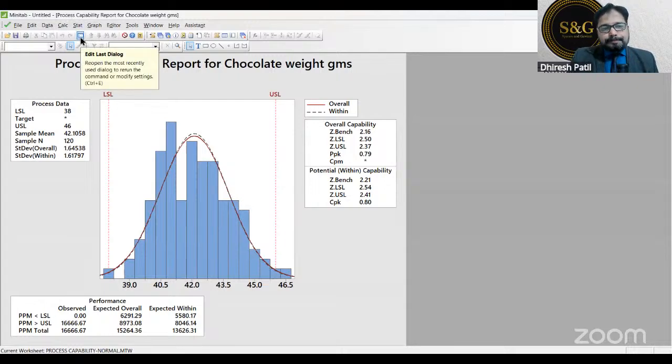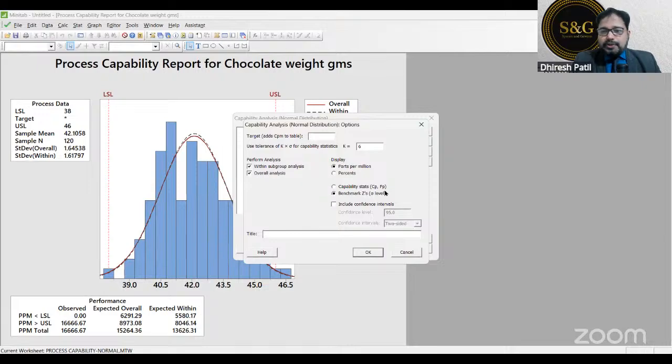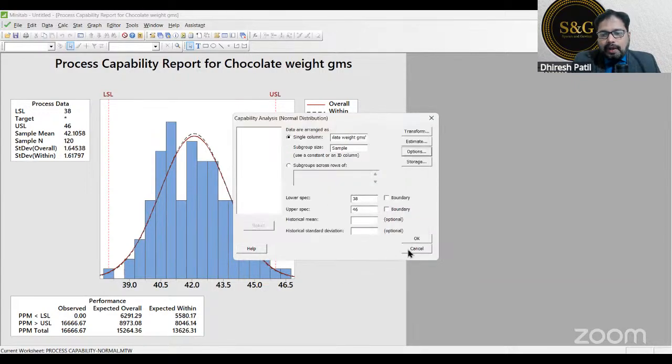Let's go back to this. Edit last dialog box. If I go back to edit last dialog box, I will come back to this data. I go to option. And here on the top, you can see target is missing. So target here, let's put 42. Let's put 42 as a target and click OK and click OK.